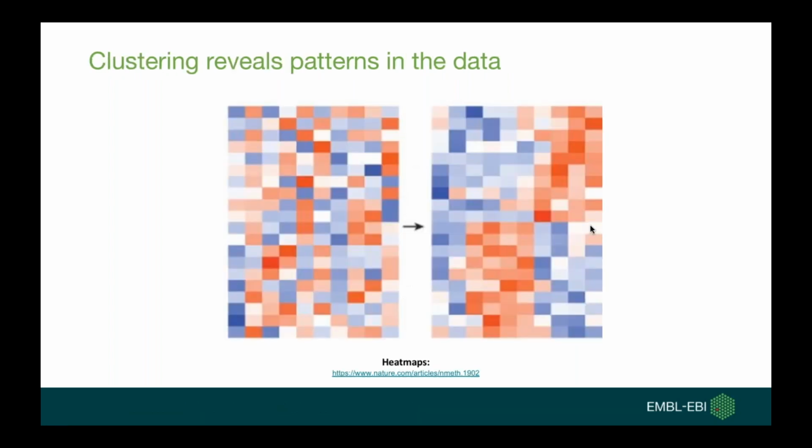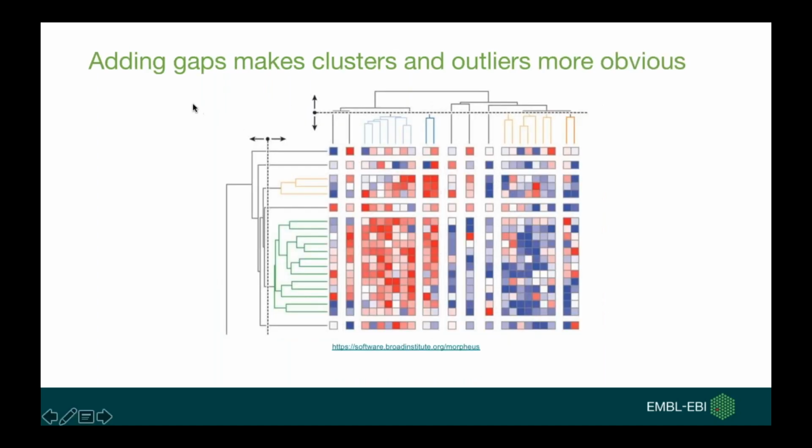We talked a bit about heat maps and the problems that they introduce because of the use of color. And there are two techniques that we can use to overcome those. One of them is clustering to reveal patterns in the data. So what they have done here is they clustered values that are similar to each other, high and low. Another more powerful technique is to add gaps to make the clusters and the outliers more obvious. This type of visualization is called the gap map. And there is a tool at the Broad Institute called Morpheus, which produces maps like that.